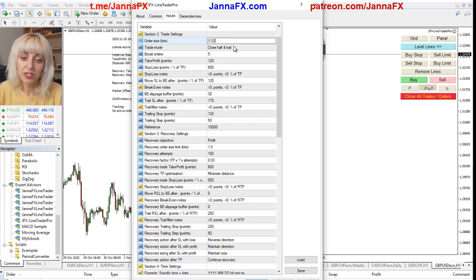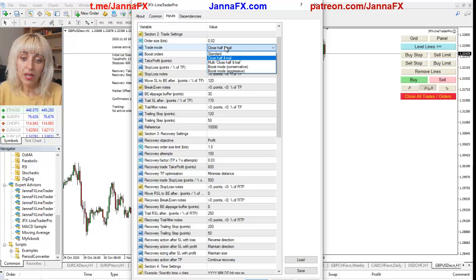The next setting is the trade mode. This one is close half and trail, based on the system where it closes half, and the rest of it continues staying in the trade and trails. The trailing stop will be following it.